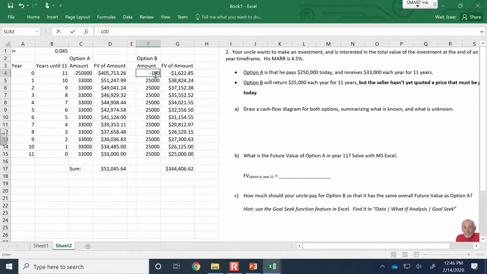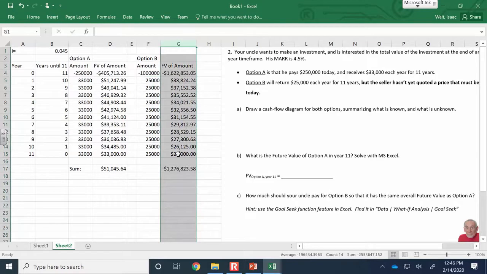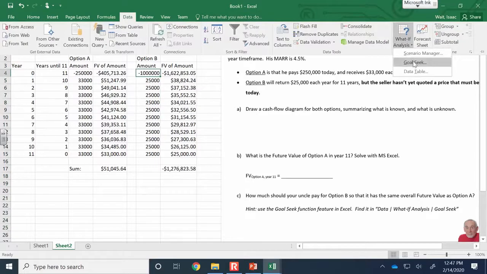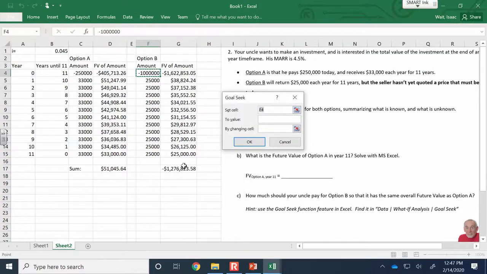So we could put in a different value, like maybe it's 10,000. That's not quite there. Well, what about 100,000? What about 1,000,000? That'd be way too low. So the easy way to do it is data, what-if analysis, goal seek, and then our objective is that we want this, which is the sum of the future values, should be the same 51,045.64 that we saw as the sum of option A future values.